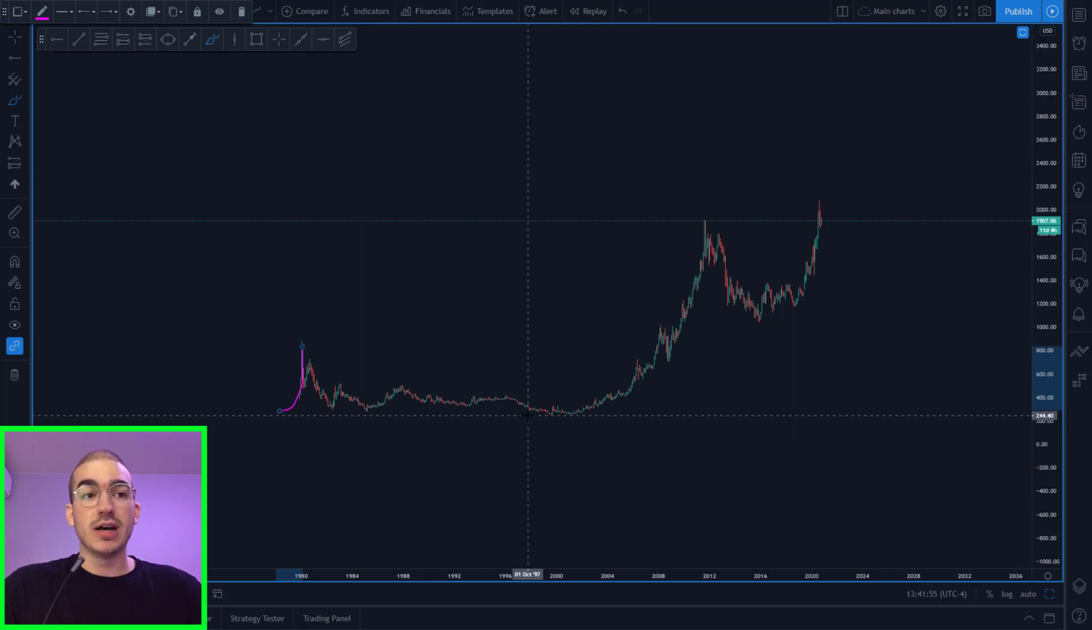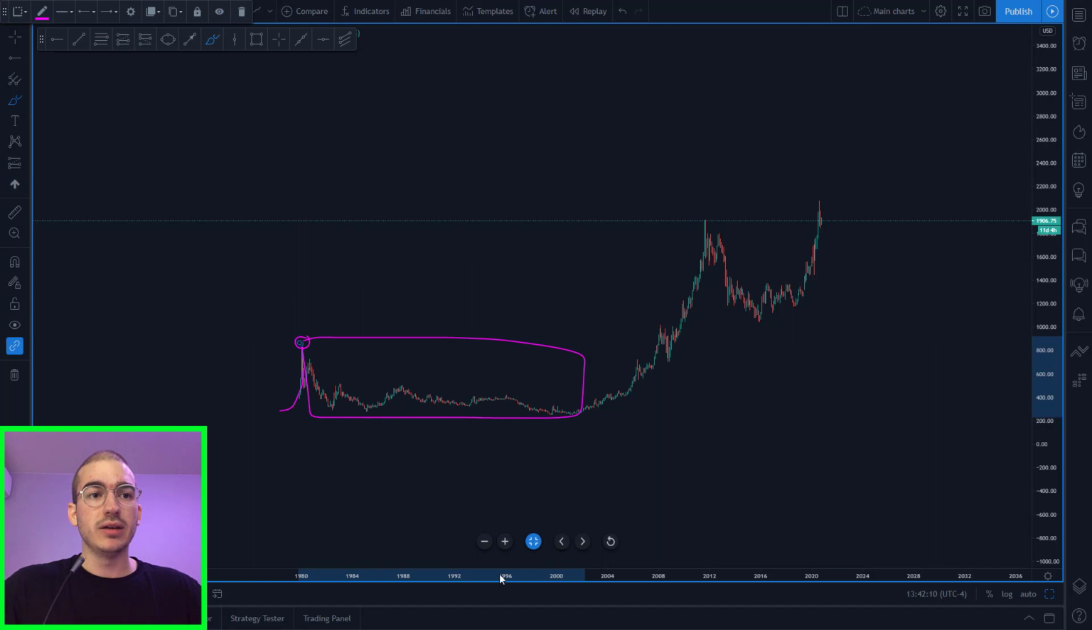And then you can also ask yourself the question for the corrections, right? Why, after going up so much and so fast, in 1980, suddenly it stops going up here, and then for 20 years the price does absolutely nothing, right? How is that even possible? What happened during that time for the price to react like that?